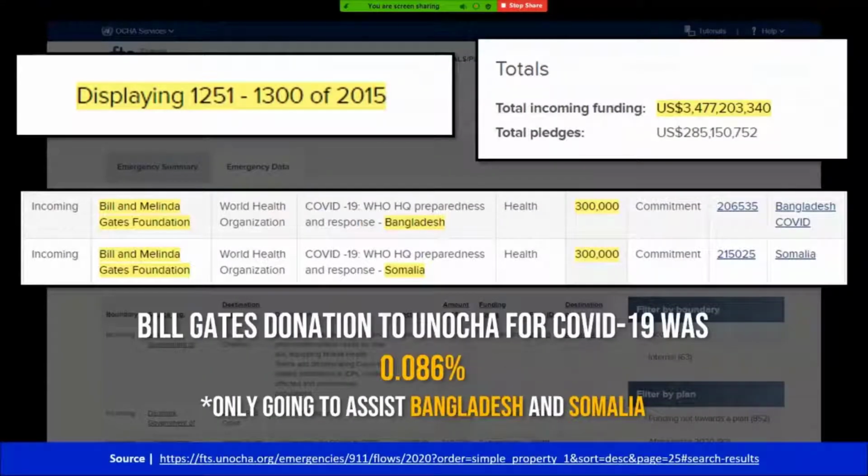His donation was $300,000. His donation of $300,000 went to two places. One was Bangladesh, the other one was Somalia. So the total incoming fund was $3 billion, 400 million and some, okay? Out of that money, Gates gave 0.086%. That was his donation. So obviously, this must not be worthwhile to him, okay?